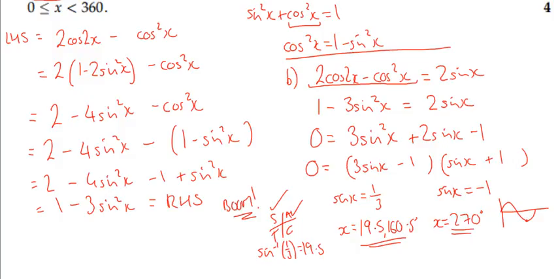Okay, looking at marks. In part A, you're getting 1 mark for substituting in the double angle for cos, and then 1 mark for substituting in for cos squared x, and then leading to the answer. In part B, you're getting 1 mark for substituting in the thing from part A, 1 mark for factorizing, and then 1 mark for each strand being solved.